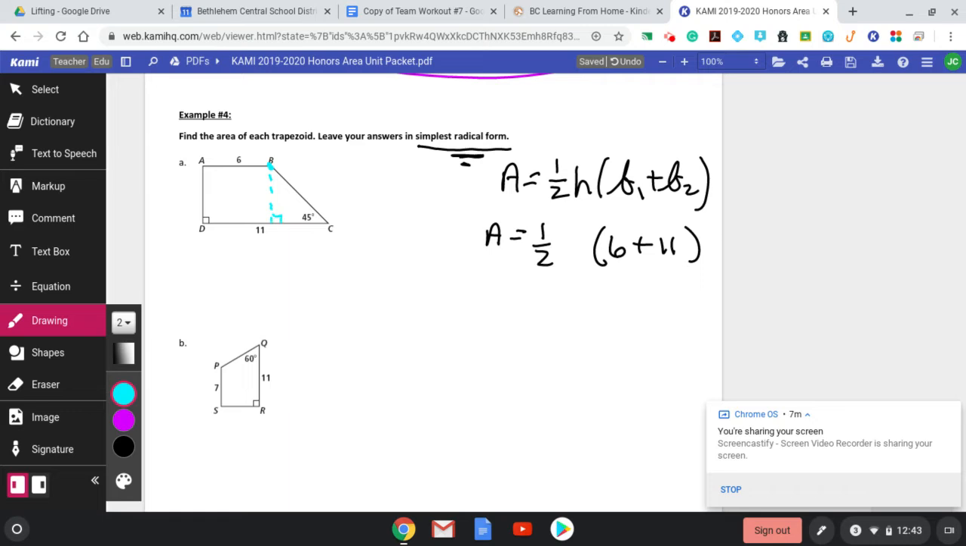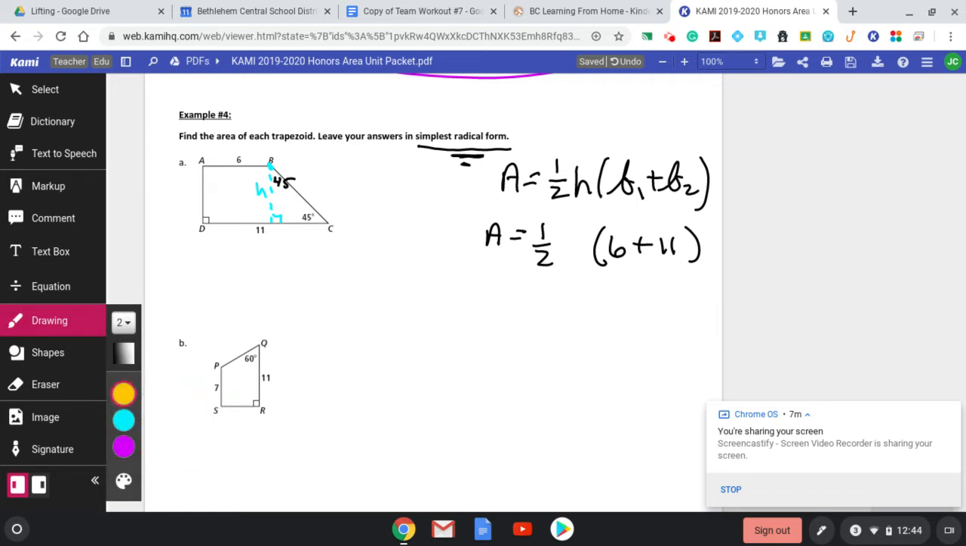Perpendicular to the opposite side. There is my height. Can I find that height? You're darn right I can. It is part of a 45, 45, 90 triangle. Can you guys get me another side of that 45, 45, 90?